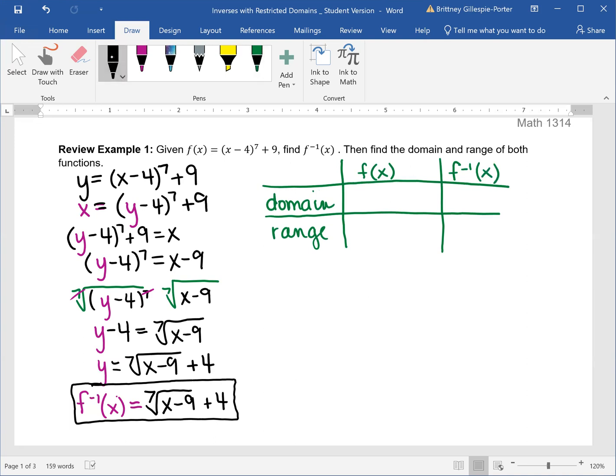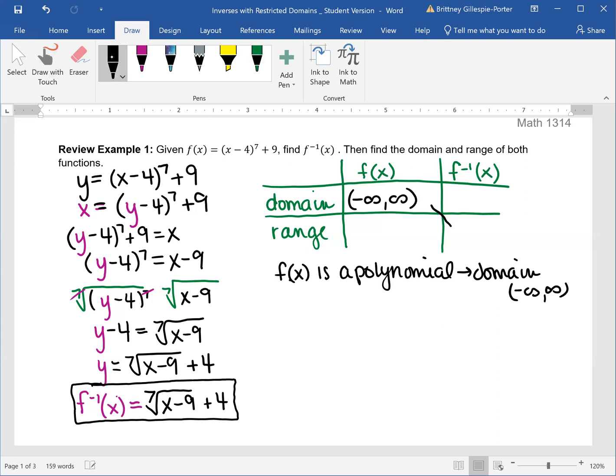Okay. So if we look at f of x, it is a polynomial. And remember, polynomials are our friends. Polynomials don't have any restrictions or issues, which means that our domain is negative infinity to positive infinity. And if we found the domain of the original, that means that we found the range of the inverse. So the range of f inverse of x is also negative infinity to positive infinity.